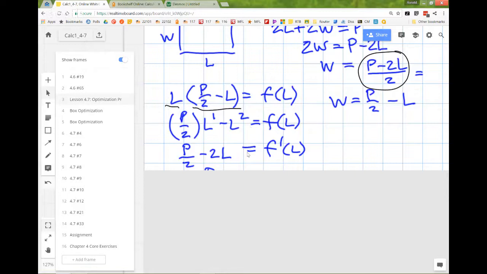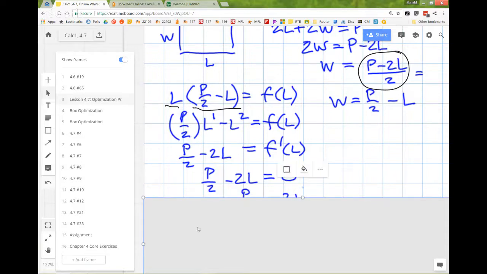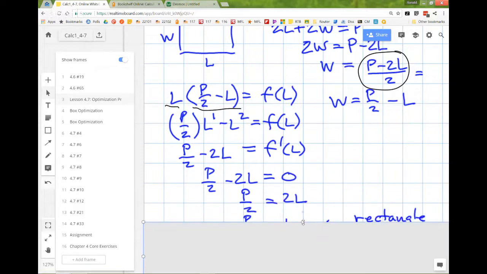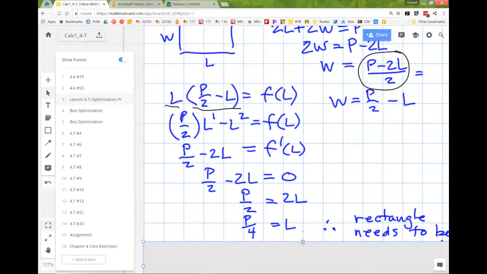So now when you take the derivative, how do you take the derivative of P over 2 times L? It's just that constant, P over 2. And how do you take the derivative of minus L squared? Minus 2L. Okay. Set it equal to 0. And you're okay with P, just solve for L. So I added 2L to both sides. I divided both sides by 2, and I got P over 4.